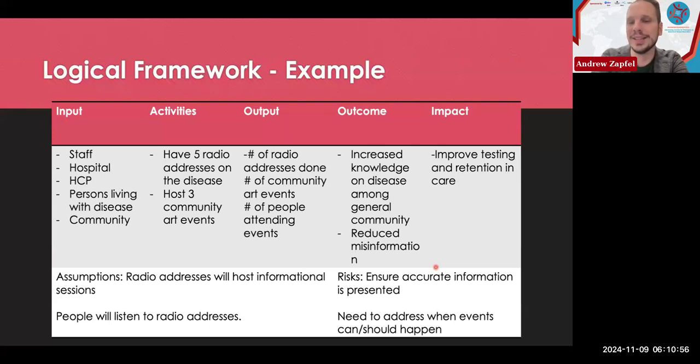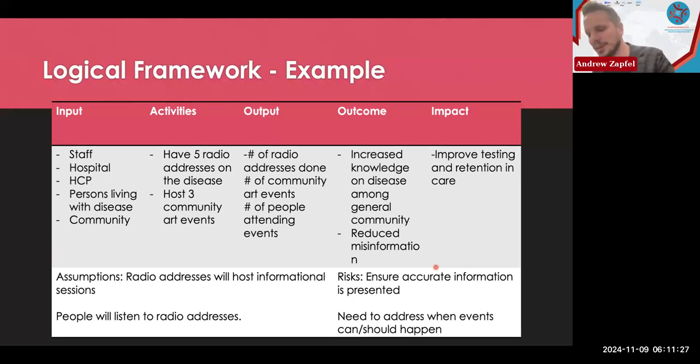And then your outputs, again, as I said, are the numbers, if you will. So number of radio addresses done, number of community art events, number of people who attended these events, number of community members who have been engaged. Those are numbers you can easily collect from these activities because you just go, oh, here's 30 people in the room for this community event. Here's the recording of the radio address we did on our disease. Great, you have that recorded and ready. So if anyone asks, did you actually do that? Yes, here's the stats we have to show that we did that.